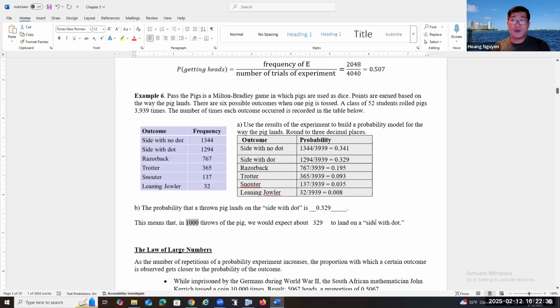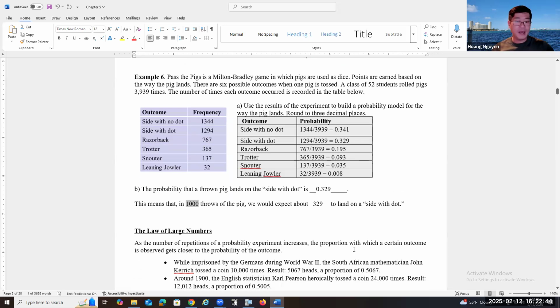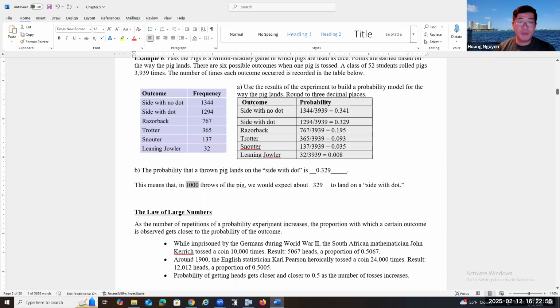Do we have any other choices to calculate the probability? Before we talk about the next method, let me give you the idea of the law of large numbers. As the number of repetitions of a probability experiment increases, the proportion with which a certain outcome is observed gets closer to the probability of that outcome. So when you repeat this experiment again and again and the number gets larger and larger, we can use the proportion as an approximation of the probability of that outcome.